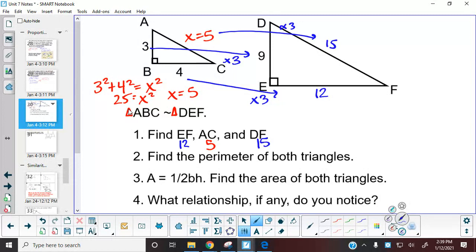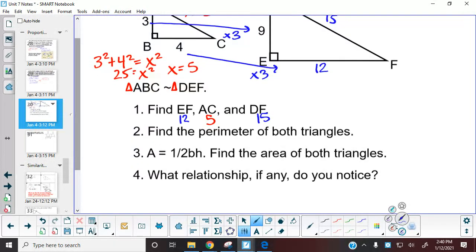So take a second. I'm going to have you guys do steps 2 and 3. So find the perimeter of both triangles. Go ahead and do step 3. Find the area of both triangles.